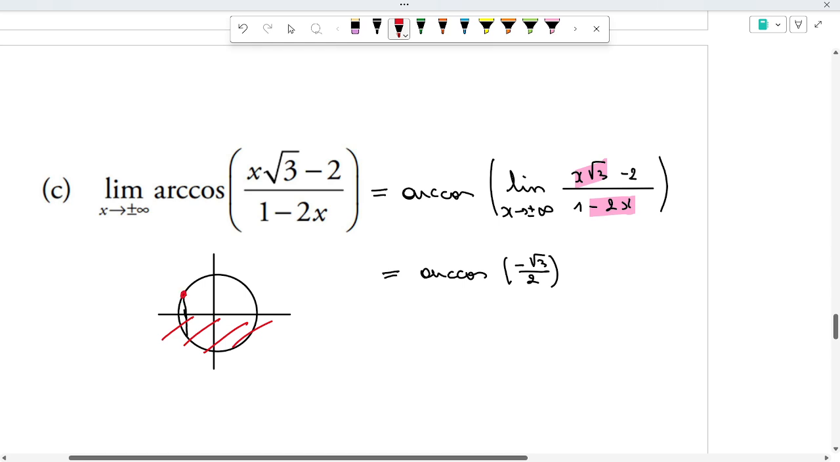We know that the cosine of pi over 6 equals square root 3 over 2. So this is pi minus pi over 6, the supplementary angle, and this is 5 pi over 6.